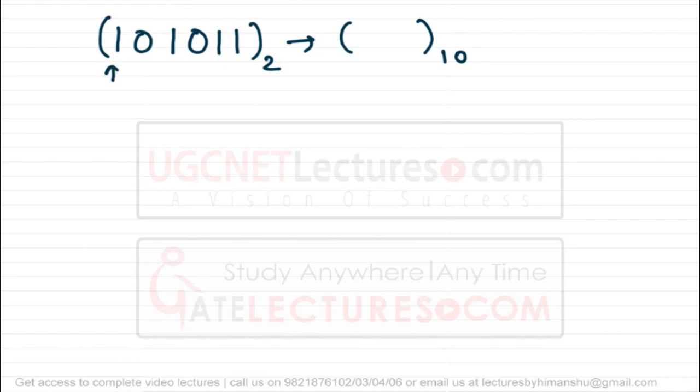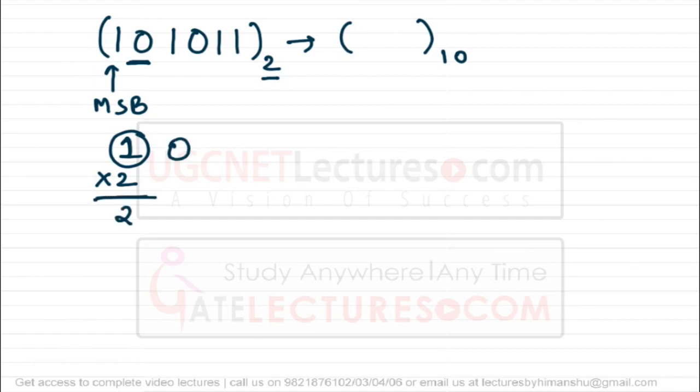You start with the MSB. What is the face value of the MSB here? Face value is 1. Okay, so you've got 1 now. What is the next bit? You have to append 0. To append 0, I multiply this 1 with the base, with 2. Fine. So the value becomes 2, and you have appended 0. So you add 0. So the value for these two bits is 2.